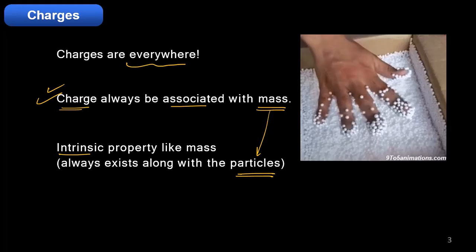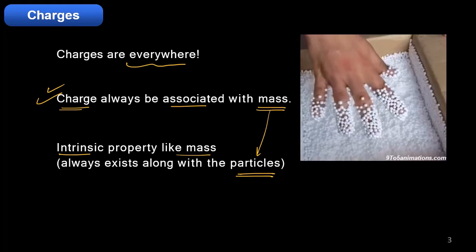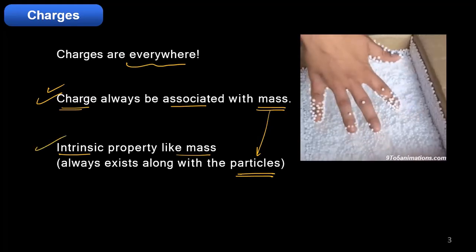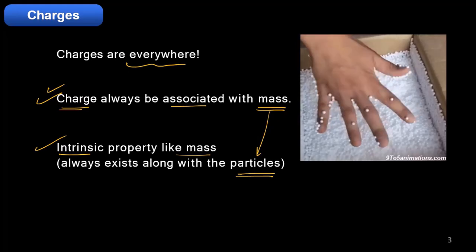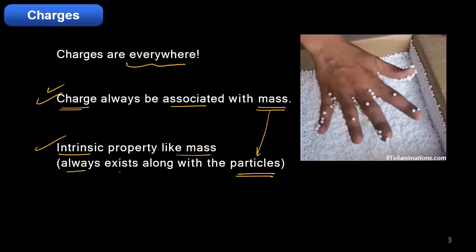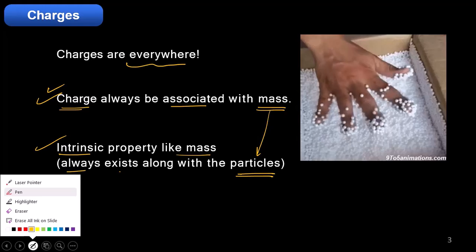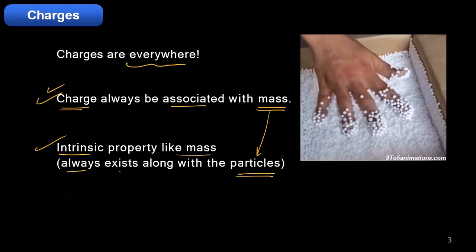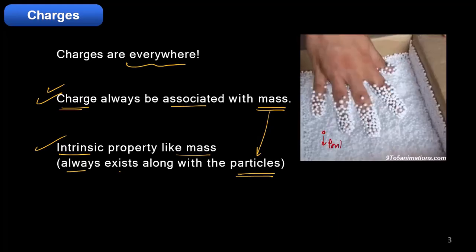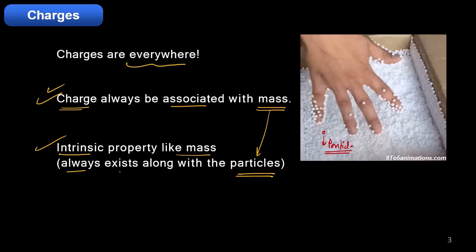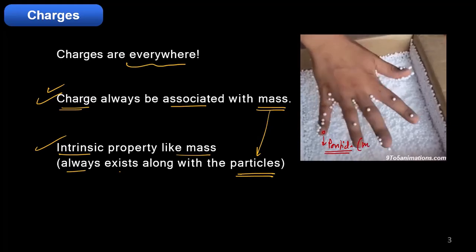It is like an intrinsic property, like mass. I cannot imagine any particle without mass. It is called an intrinsic property. Whenever the particle is there, some kind of mass is associated, so it always exists along with the particle. If I rub my hands through tiny thermocol balls, they stick to my hand. These balls are the particles. A particle may have some kind of charge or may not, it depends, but we can conclude that a particle has some kind of mass.